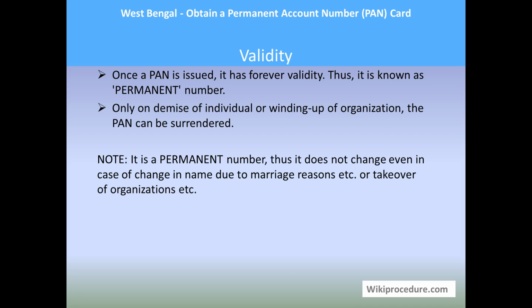Validity: once the PAN is issued, it is valid forever, thus it is known as a permanent number. Only on demise of the individual or winding up of the organization can the PAN be surrendered. Note: it is a permanent number, thus it does not change even in case of a change in name due to marriage, etc., or takeover of the organization, etc.